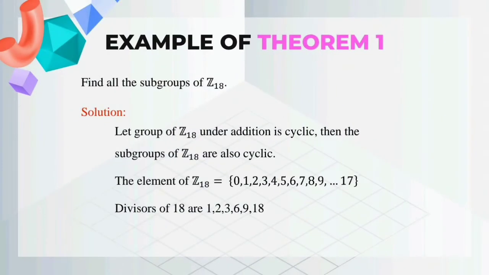This is an example of theorem 1. Find all the subgroups of the integers modulo 18. Let the group of integers modulo 18 under addition be cyclic. Then the subgroups of the integers modulo 18 are also cyclic. We list the elements of the integers modulo 18. Then we find the divisors of 18. Divisors of 18 are 1, 2, 3, 6, 9, and 18.